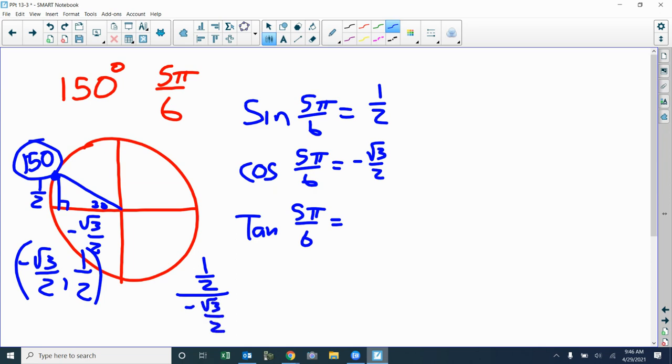Now here's where we got to do a little work. A fraction divided by a fraction, so we're going to invert it and multiply. So that's going to be 2 over the square root of 3. It's still negative. That simplifies to negative 1 over the square root of 3, which is our answer, but we're going to rationalize it. And in fact, we're going to end up with negative square root of 3 over 3 as your tangent of 5 pi over 6.